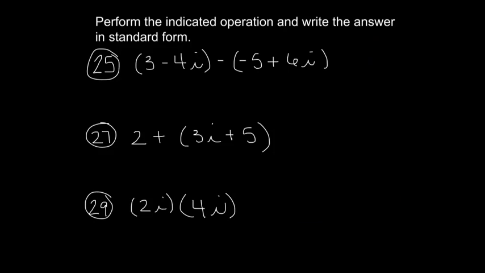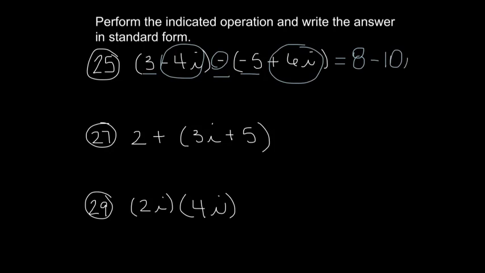Some more of those types of operations. We have to be careful about the subtraction. I have 3 minus negative 5. 3 minus a negative 5 is the same as 3 plus 5, so that gives me 8. And then I have a negative 4i minus 6i, which altogether is negative 10i. Again, be very careful about keeping the subtraction sign straight.